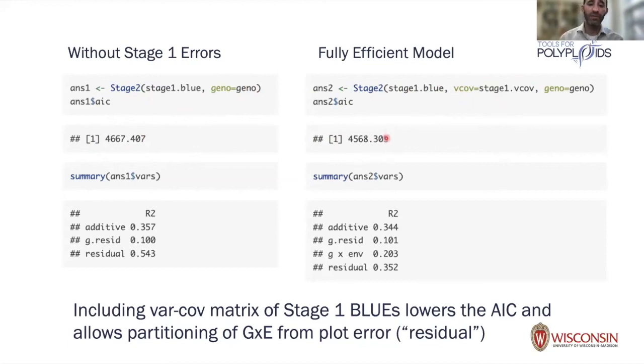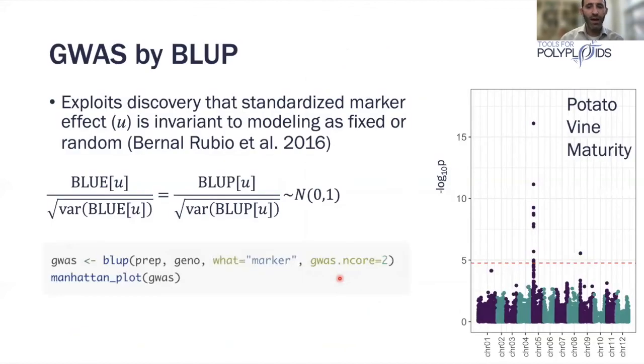So we've dropped the AIC by about 100, which tells you that it's doing a better job of explaining the data relative to the number of parameters being estimated. You can also see partitioning of variance in these two outputs. When you include the variance covariance matrix from stage 1, you're able to separate the G by E from the within environment residuals. Anyways, the main point here is to get on to talking about the BLUB.